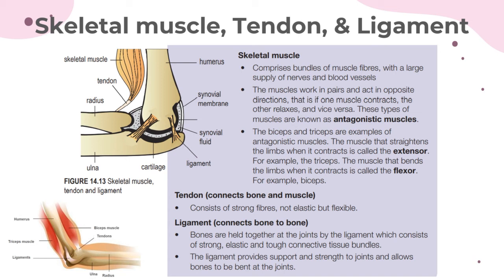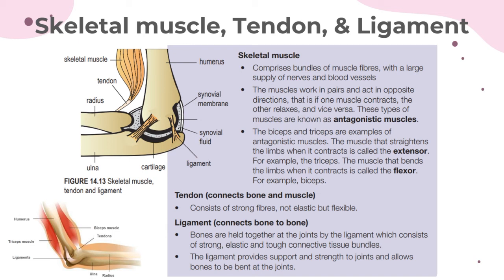Okay, so for example, the tricep. When we straighten our limb, our forearm, the tricep will contract. So the tricep is called an extensor, because it extends the limb.